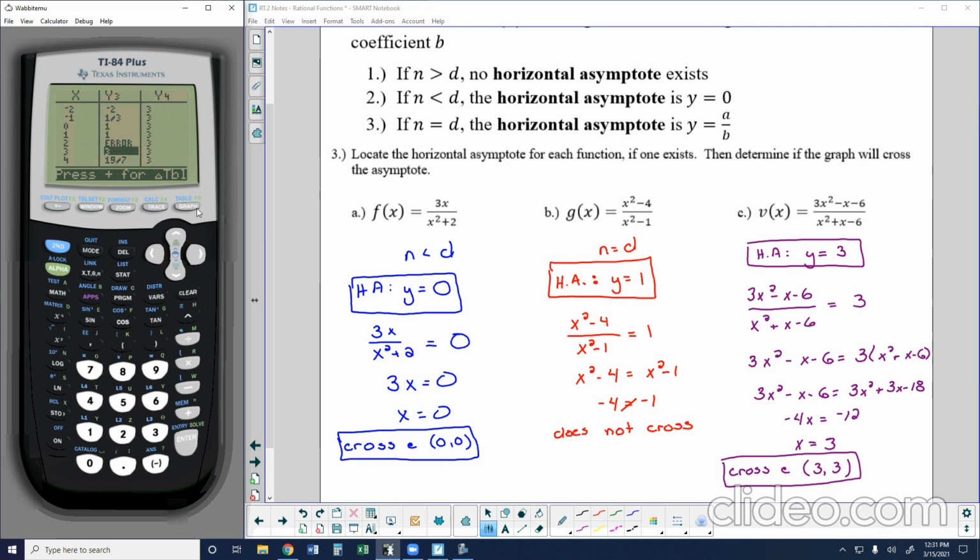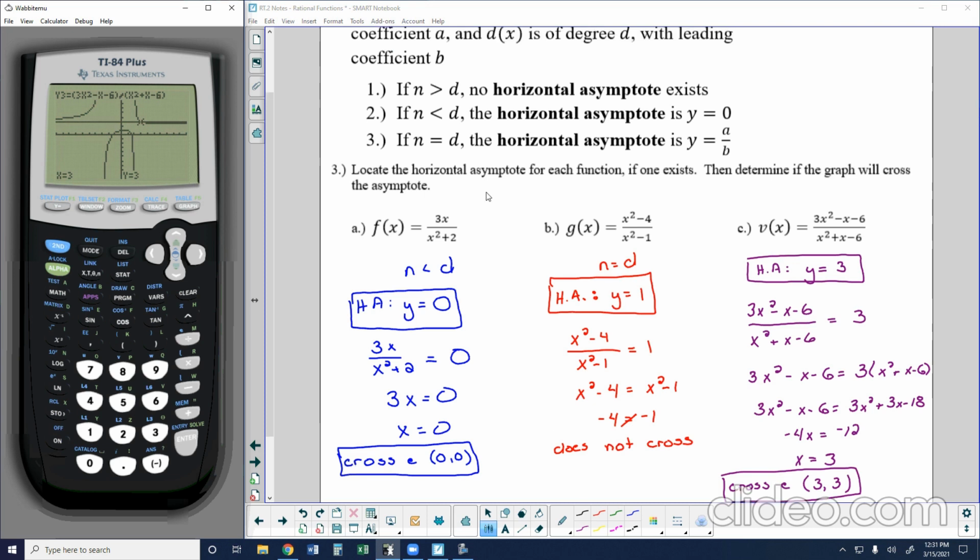If I want to take a look at the graph, I could press second trace and go to the value key and type in the x value 3 and see that it does give me the point 3, 3 as part of my curve. So horizontal asymptotes can be approached from the top or the bottom as we move left to right, and can also in some cases be crossed.